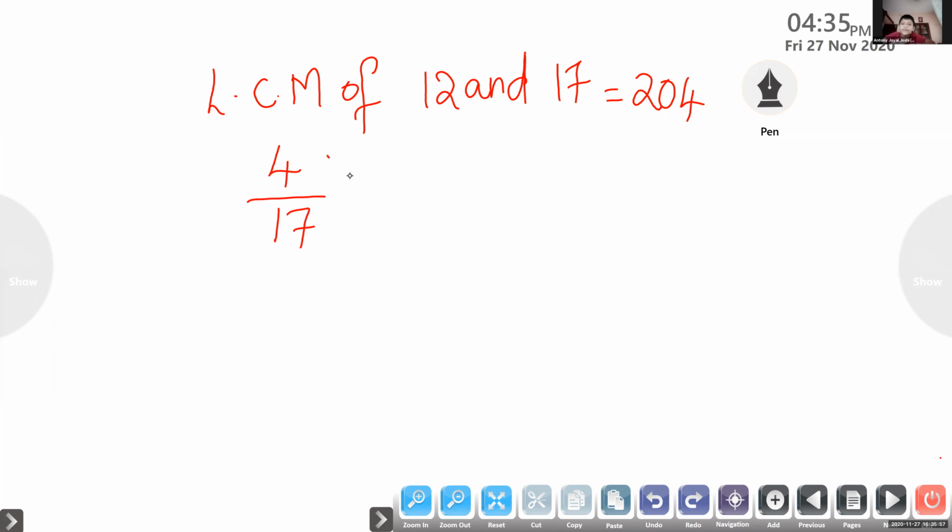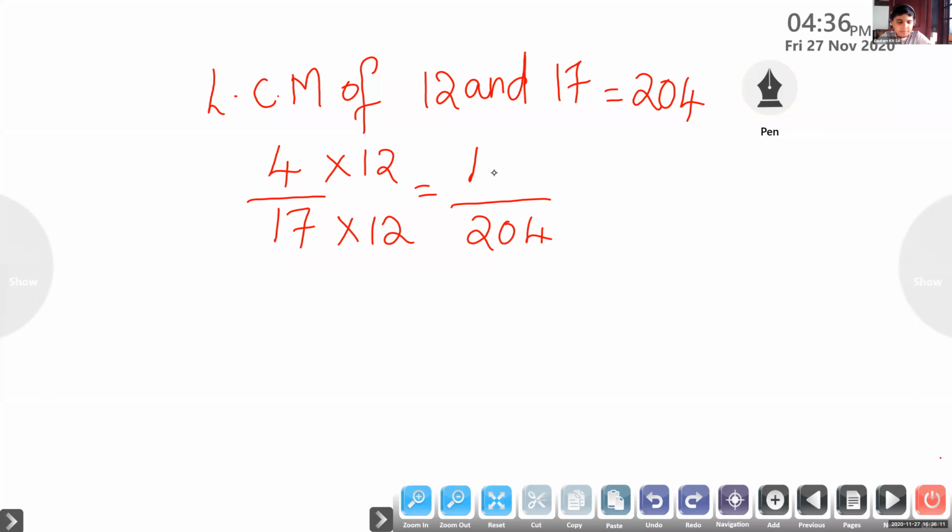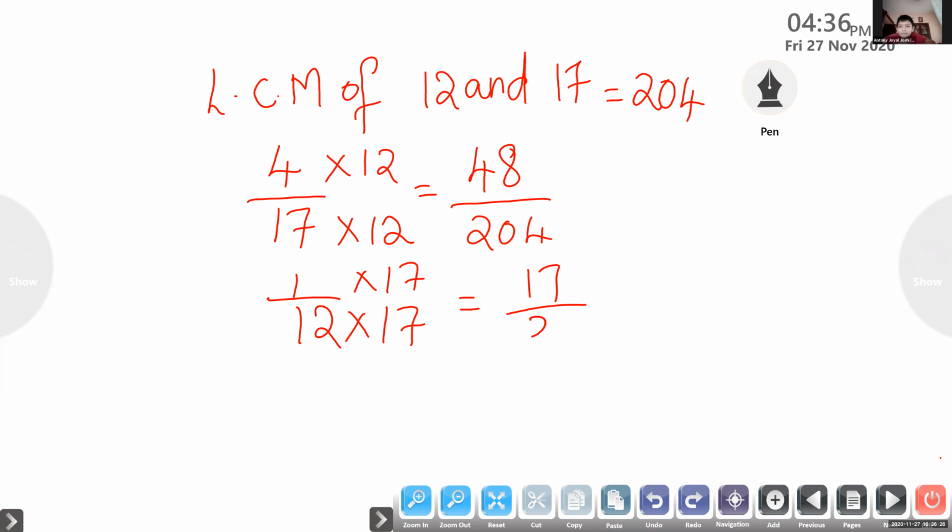Yes. So which is the other number? 12. So 12 into 17 is 204. Find out 12 fours are 48. Ma'am, 48. Okay, 48. Then 1 by 12, you have to multiply by the other number, which is 12 into 17. So 17 by 204.